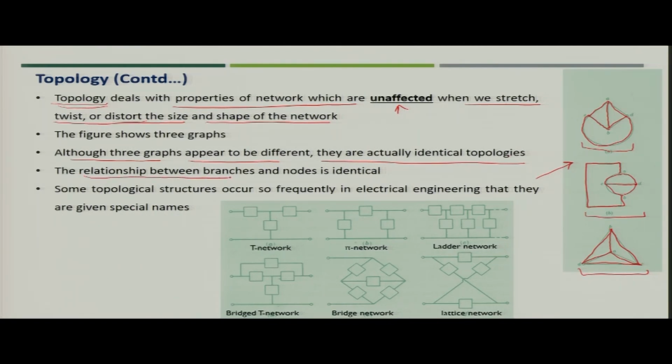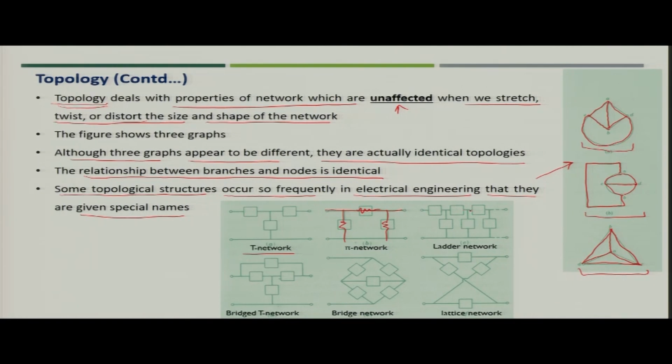Why? Because the relationship between branches and nodes is identical in this case. Sometimes the topological structure in an electrical circuit occurs so frequently that in electrical engineering we have given them special names. Like if you see a circuit like this, we call it a T network. If it is like this, where you may have resistors connected like this, then it is called a pi network.